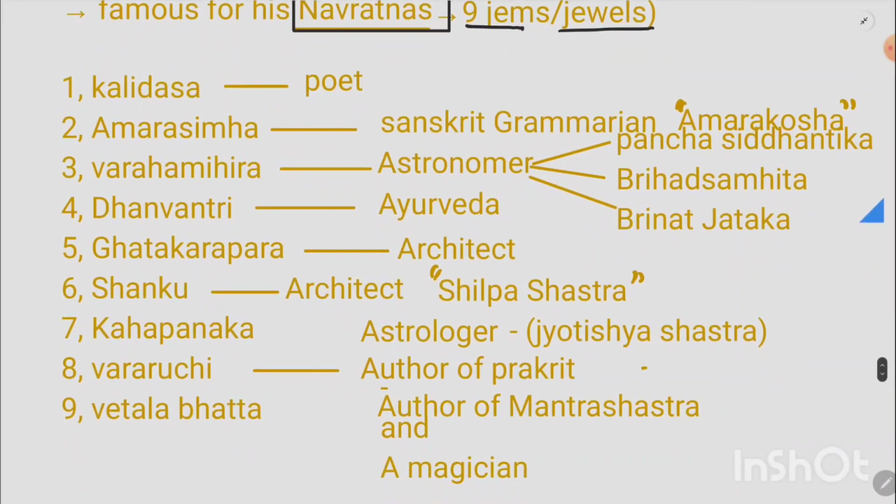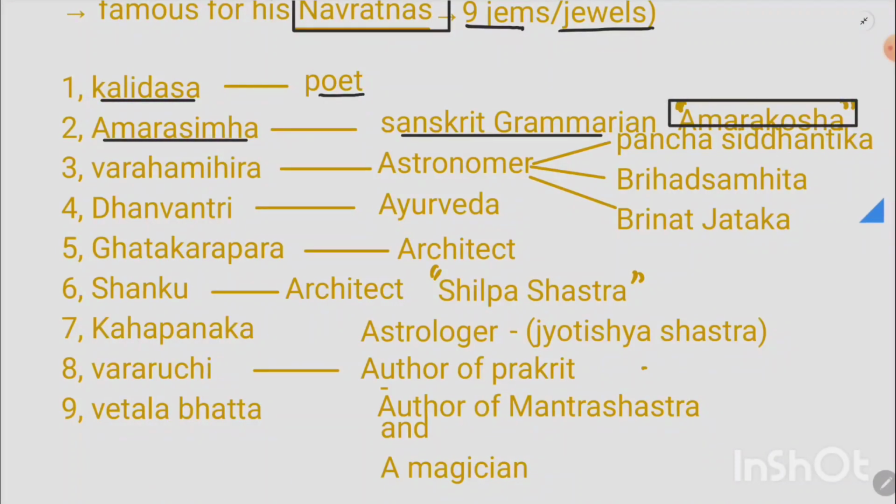Now, first we will start with the famous personality Kalidasa. Kalidasa is very famous. He is a poet, famous for his poem, I don't remember the exact name, in which he tells the story of Malvika and a prince. This is a very famous love poem. You just have to remember generally the profession of these 9 Navratnas. Kalidasa was a poet. Amar Simha, another important character, was a Sanskrit grammarian, and his most important work was Amarakosha. Just remember this.